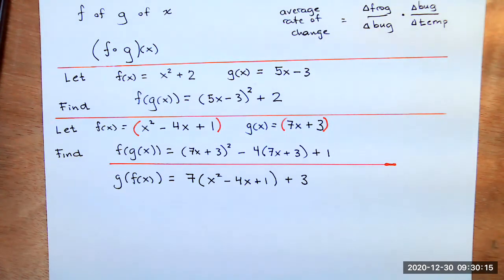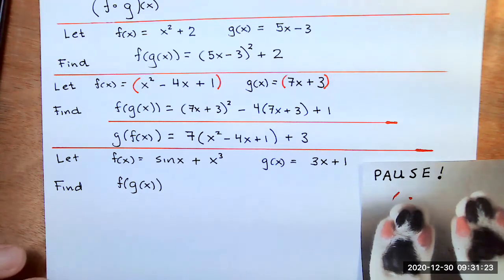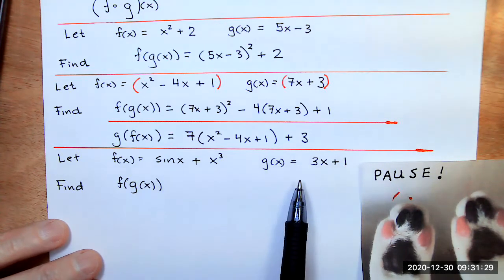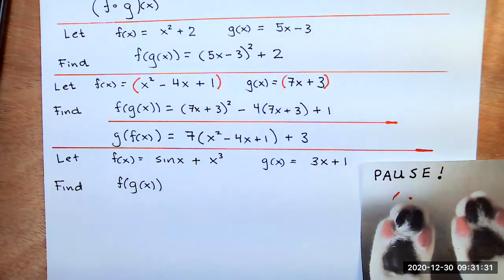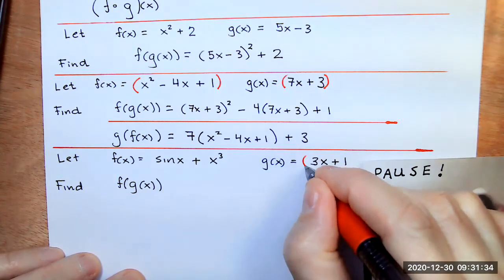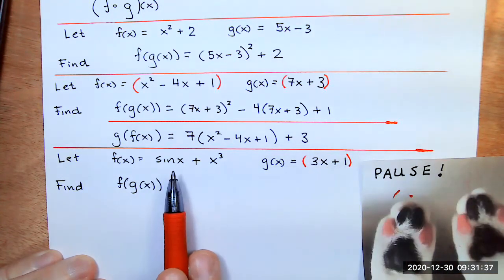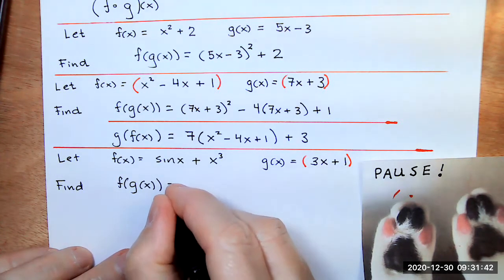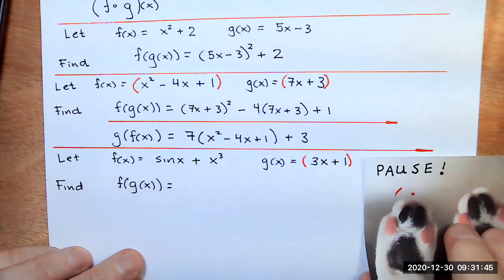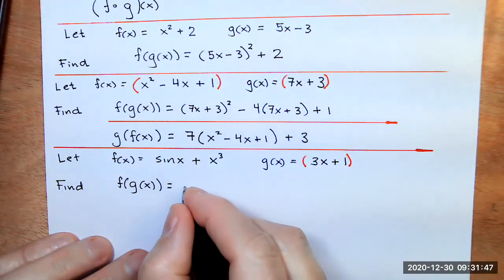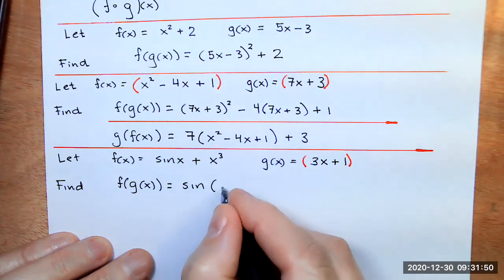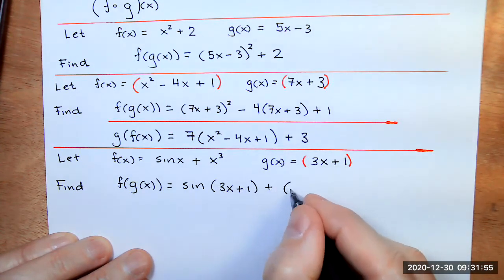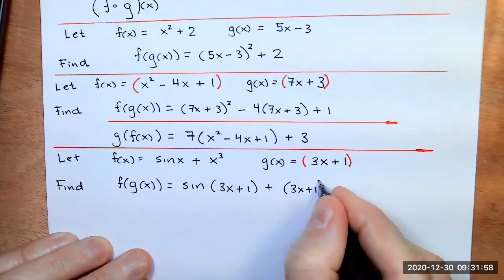Let's try another. All right, let f of x be sine of x plus x cubed. G of x is 3x plus 1. So you're just going to put 3x plus 1 wherever you see an x. If you want to hit pause and try that one on your own, you get sine of 3x plus 1 plus 3x plus 1 cubed.